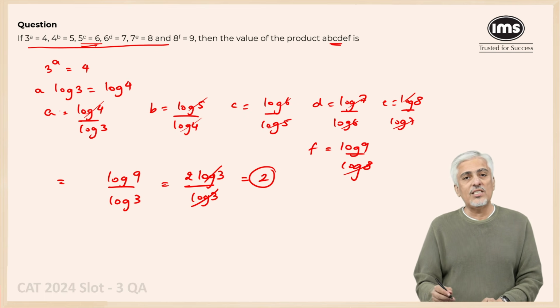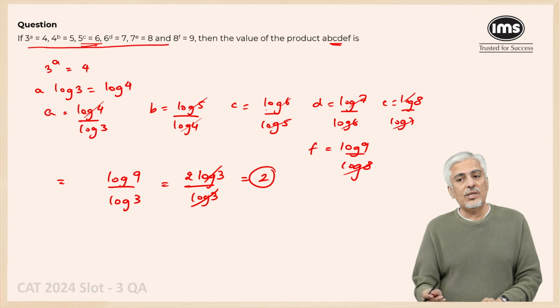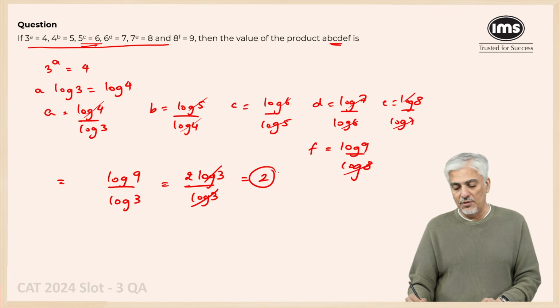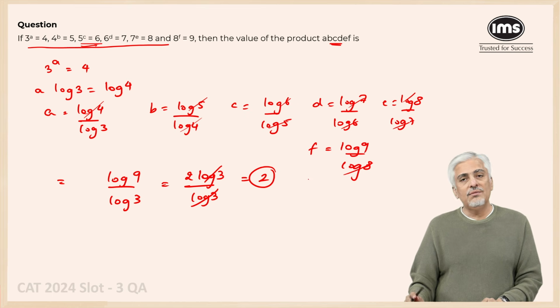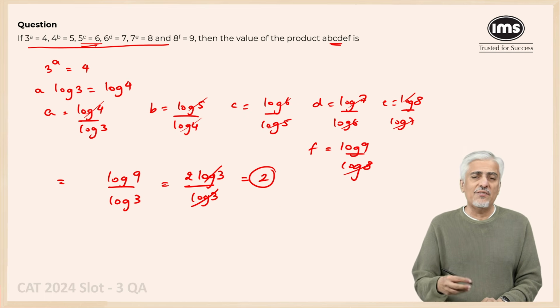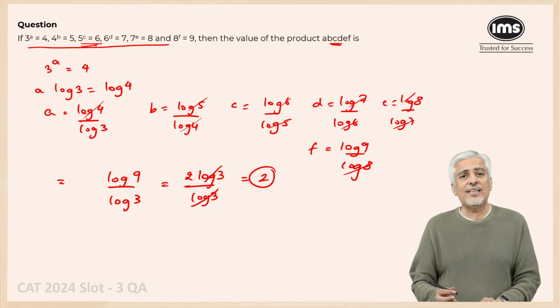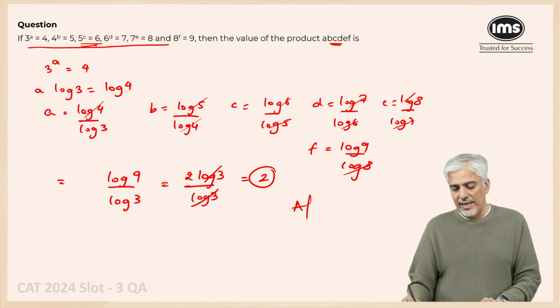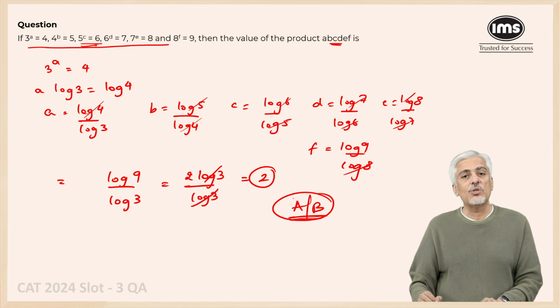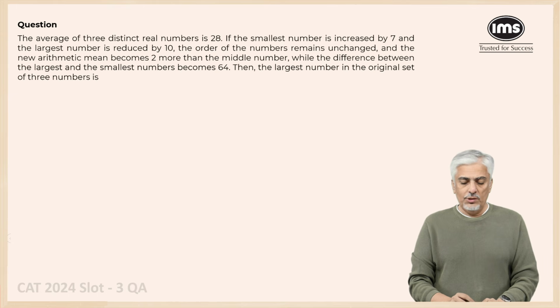You could do it with indices also. 3 raised to A is 4, so what is 3 equal to, and so on. But I always prefer using logs over here. Makes it much easier for me. Answer is 2. Straightforward question. Some of you might not have realized this, but there were many questions you've done like this. So you should have got it. Anywhere between A and B level this question would be. Let's have a look at the next question.